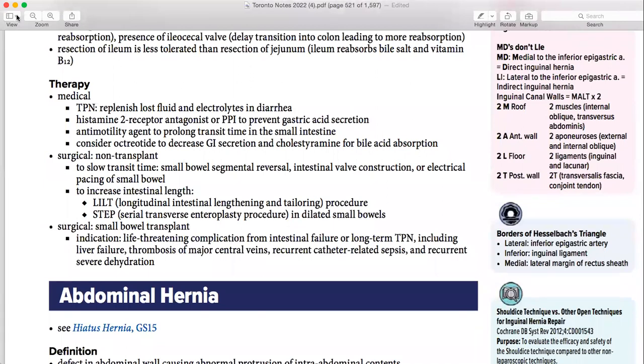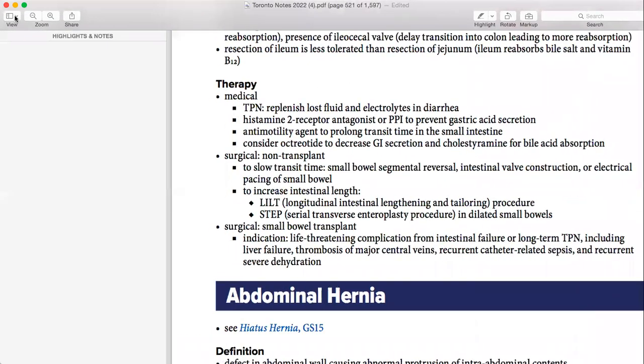Okay, so now moving on to the large bowel obstruction, if we have time, let's see.